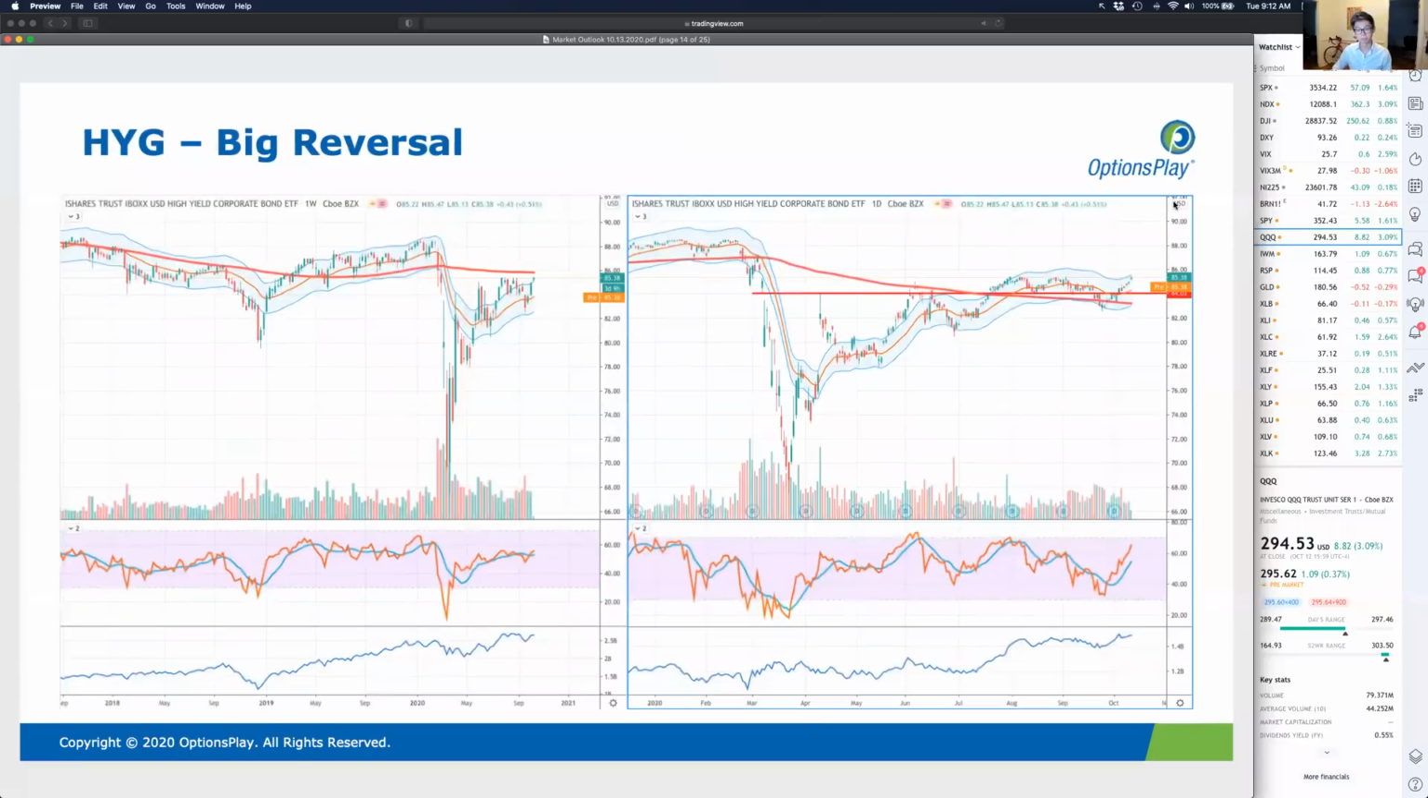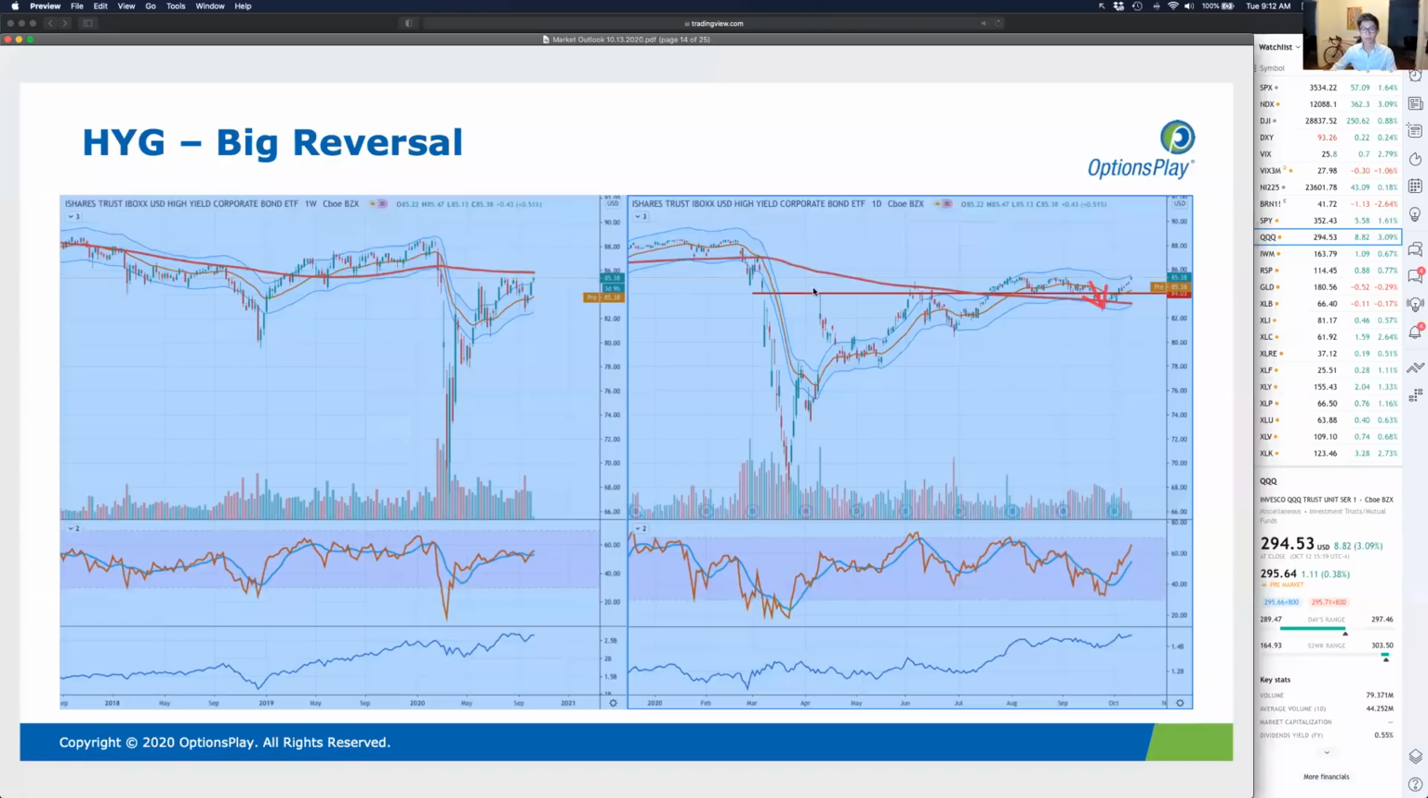When we look at fixed income, we've seen a pretty big reversal. Just a few weeks ago, I noticed that the HYG high yield fixed income ETF broke below a major support level at 84.